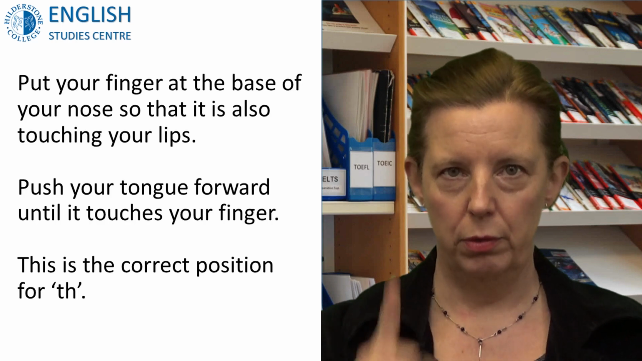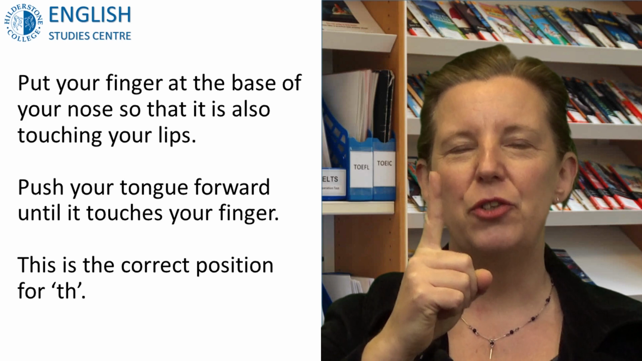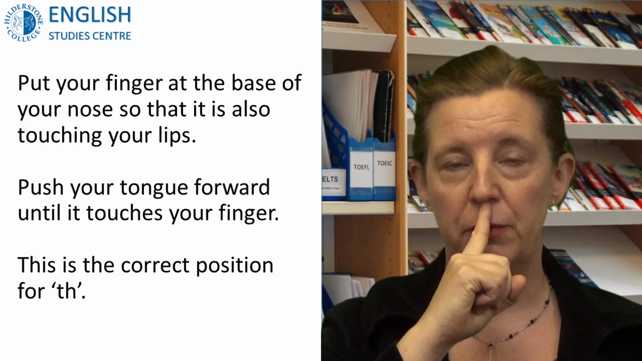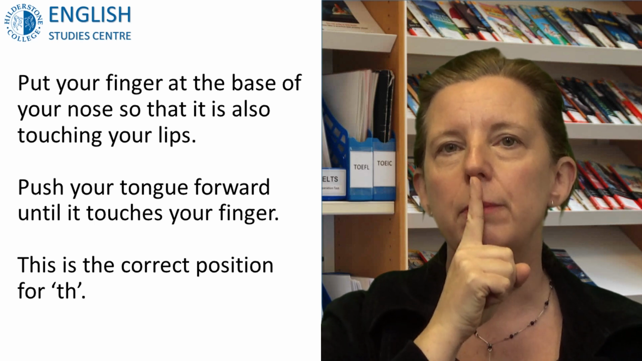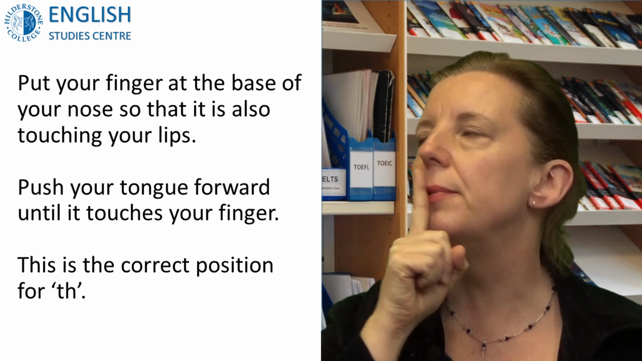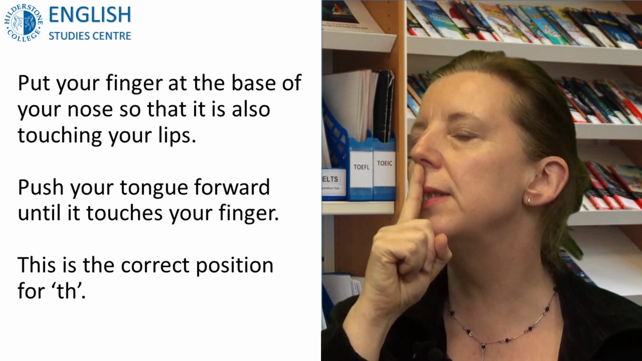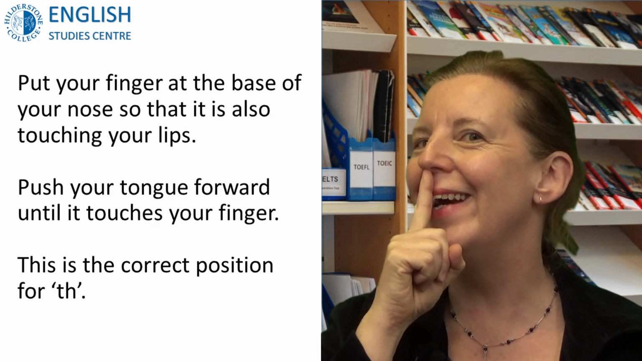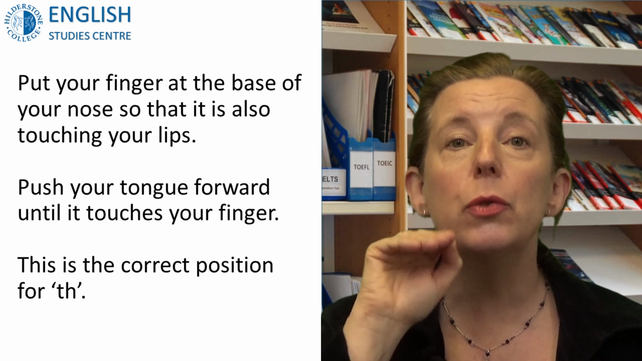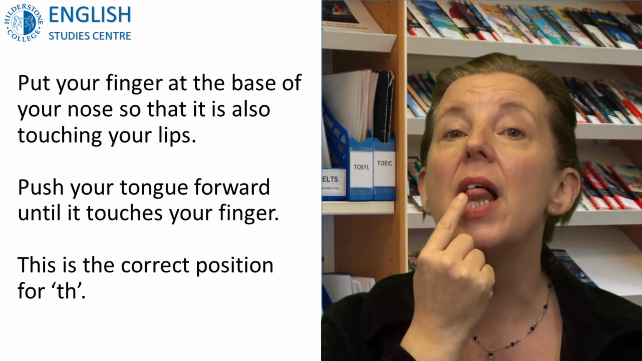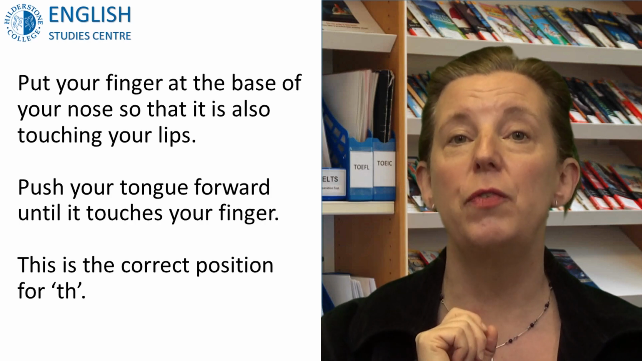Let's talk now about how to produce this sound, because both the voiced and the unvoiced are produced in pretty much the same way. First of all, take your finger and just place it against the bottom of your nose, not the tip of your nose, but the bottom of your nose, and point it up so that it touches your lips. Can you see? Bottom of my nose, touching my lips. Okay? Now, what you're going to do is just poke out your tongue so that the tip just touches your finger. Okay?